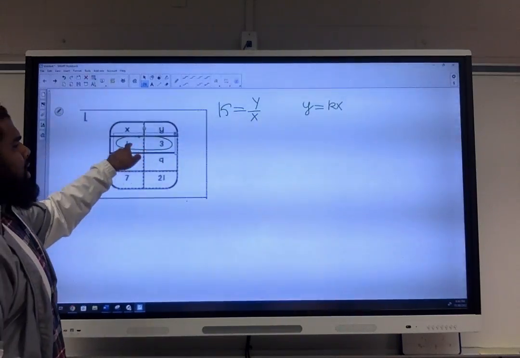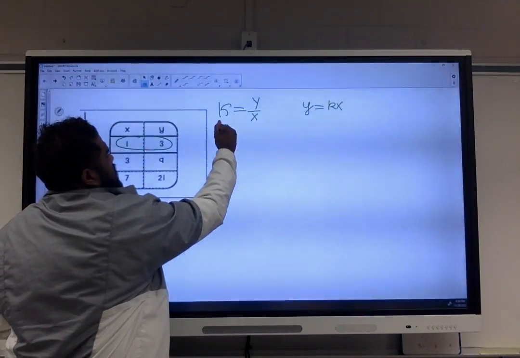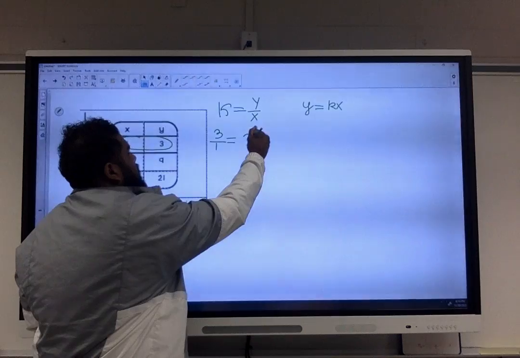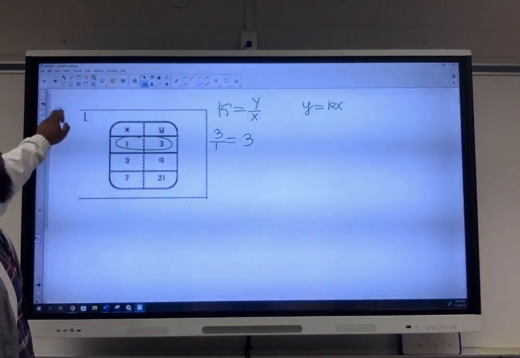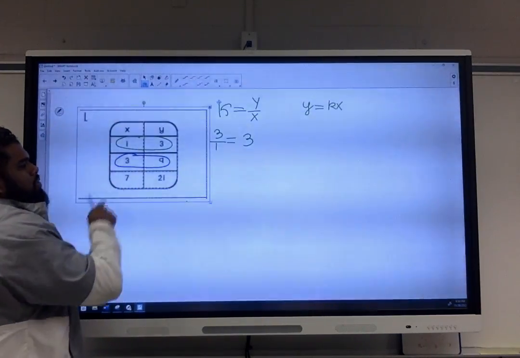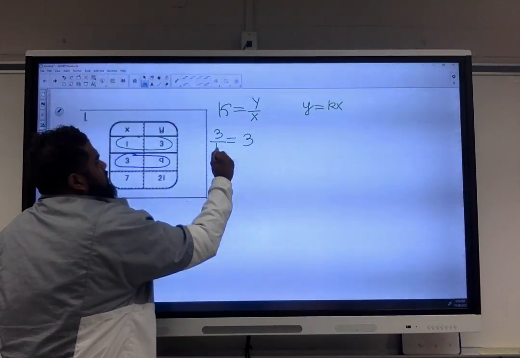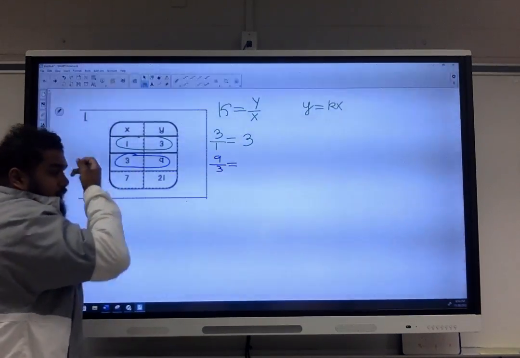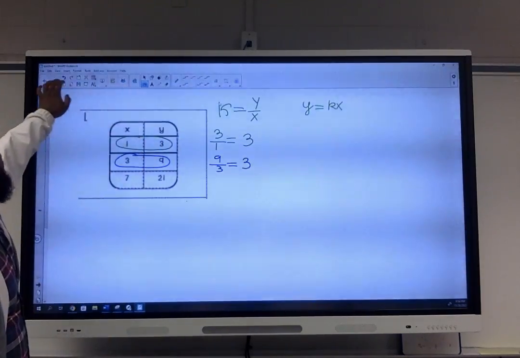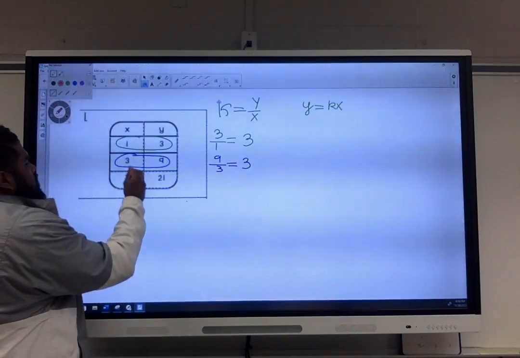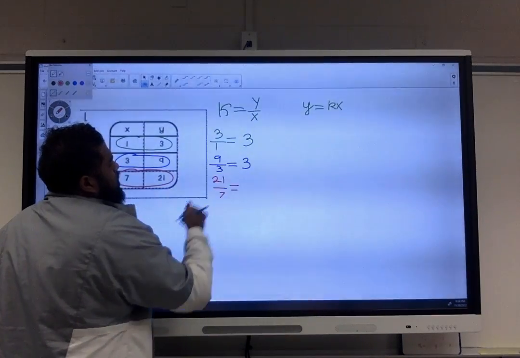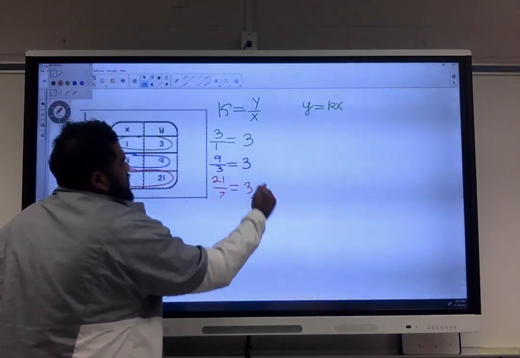My y value is 3 and my x value is 1. So I'm going to set it up: 3 divided by 1, and 3 divided by 1 is 3. Let's go to our next set of numbers. 3, 9. So 9 is my y value, 3 is my x value, so 9 goes on top, 3 on the bottom. 9 divided by 3 equals 3. And lastly, we have 7 and 21. So 21 is my y value, 7 is my x value, that goes on the bottom. 21 divided by 7 equals 3.